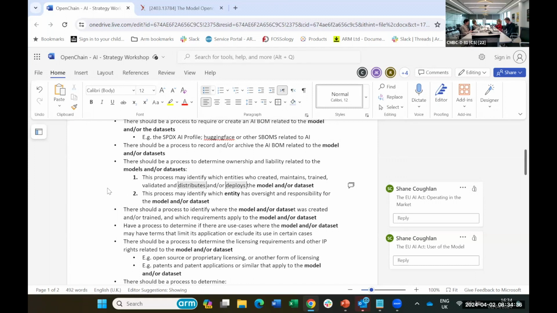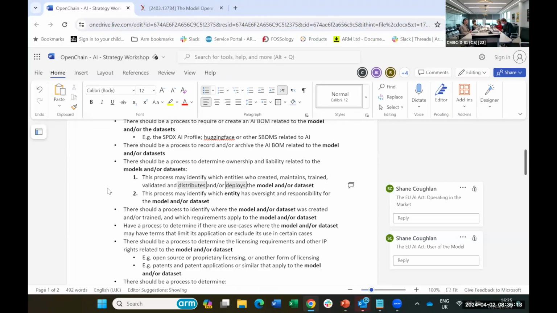We thought about the ownership and liability related to whatever that model or data set is, and highlighting, we should identify who created it, maintained it, trained, validated, distributed, or deploys it. And again, this comes to the points that Jeff and Brian mentioned in the Hugging Face data set, Hugging Face nomenclature. There's also things like funded and shared, and I'm sure a few others that we may want to consider in there. We highlight the word may because it might not be possible to identify all of these.